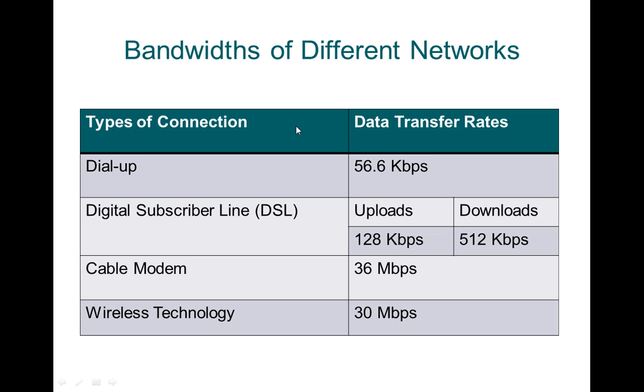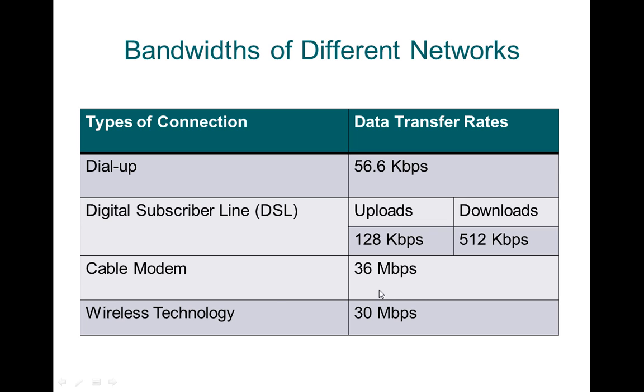These are the bandwidths of different networks. As I told you, dial-up, this is the bandwidth for the dial-up, like 56.6 kbps. There is another connection, that is DSL, digital subscriber line. The uploading bandwidth is 128 kbps and the download bandwidth is 512 kbps, that is kilobits per second.